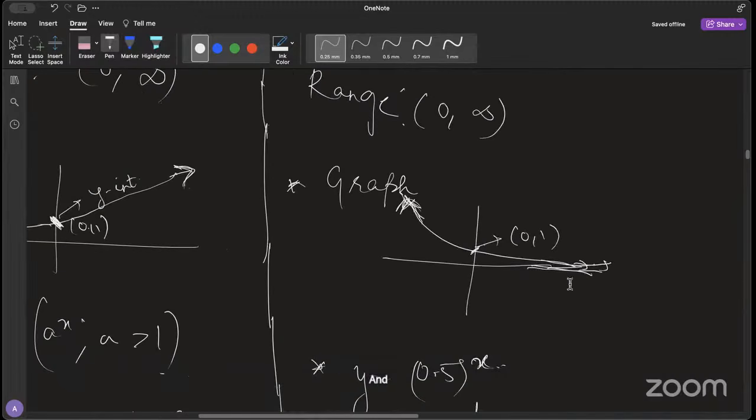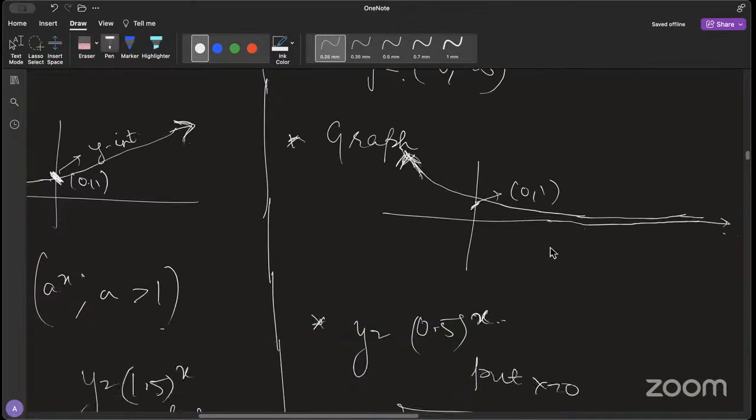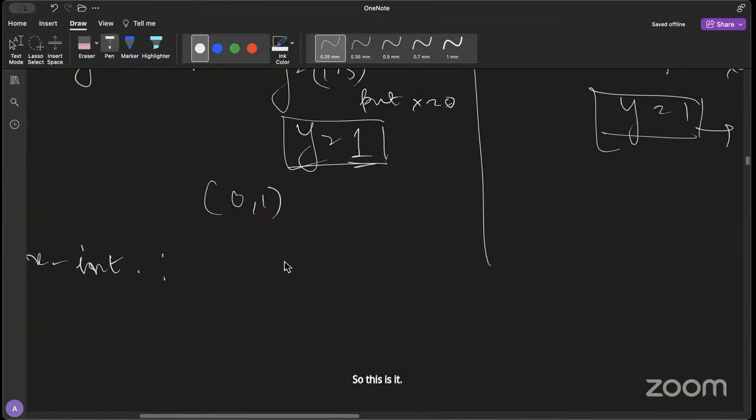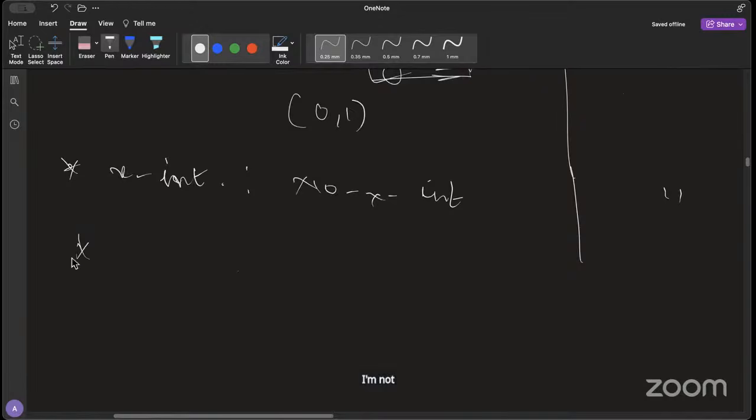And same goes for this one. It goes like this. It keeps coming closer to the x-axis, but it never touches the x-axis. So here also there is no x-intercept. And same goes here. I'm not writing it again.